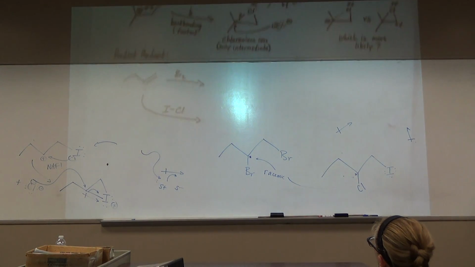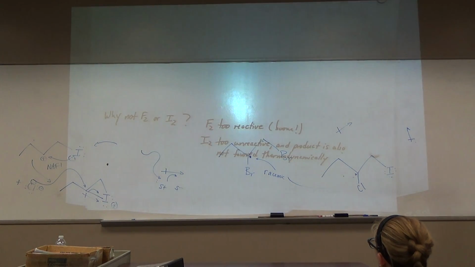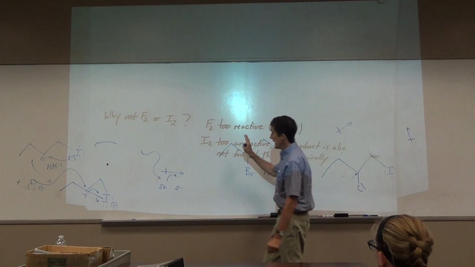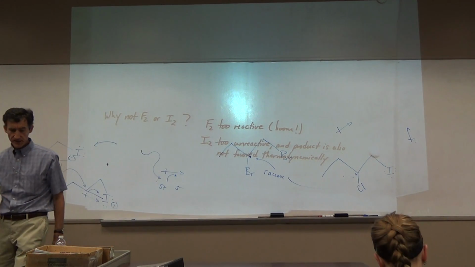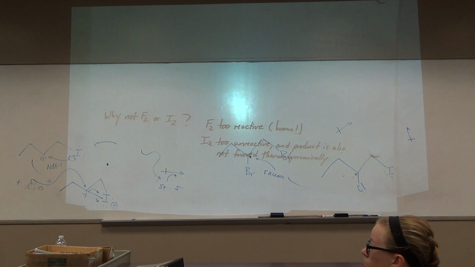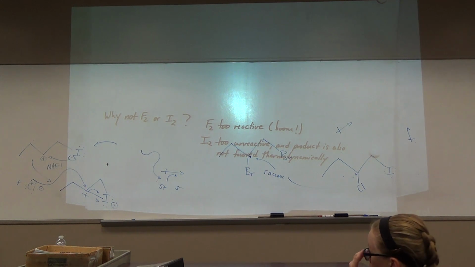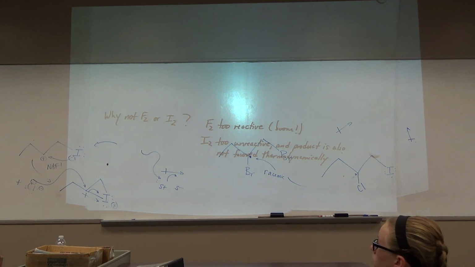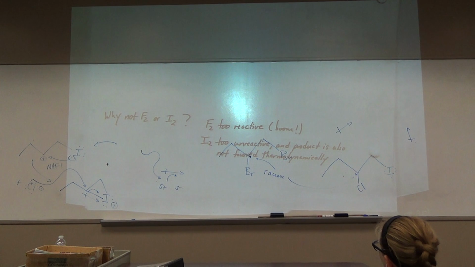Okay, this is typically chlorine and bromine. Why not F2? F2 is too reactive. If you do thermodynamic calculations, you'll see it's very exothermic. And if you try to react many organic compounds with fluorine, it'll just go boom. Too much energy coming out, too uncontrolled, too exothermic. Not easy to do.